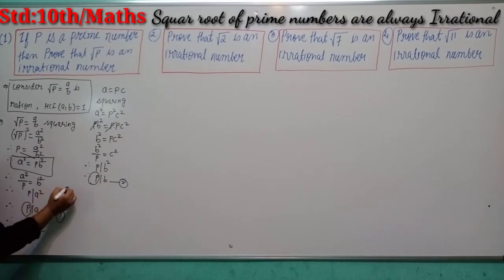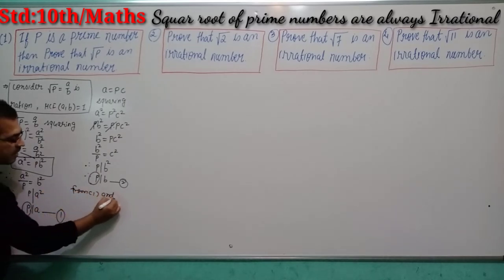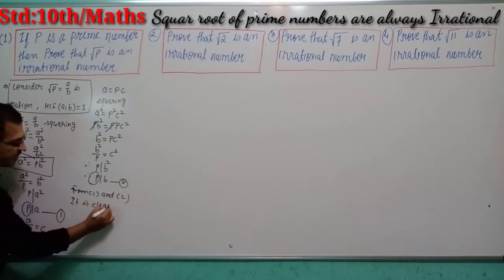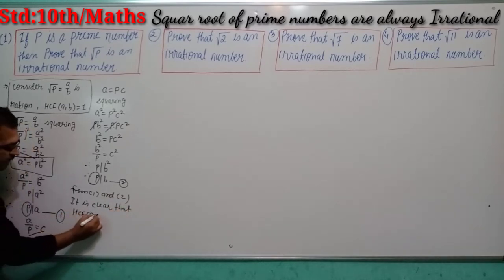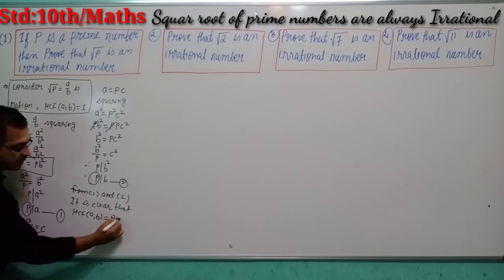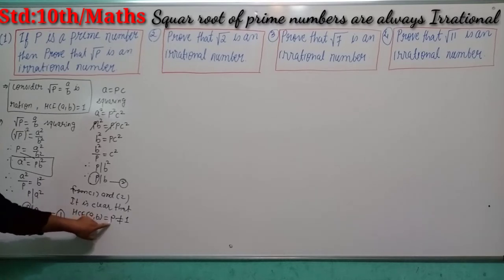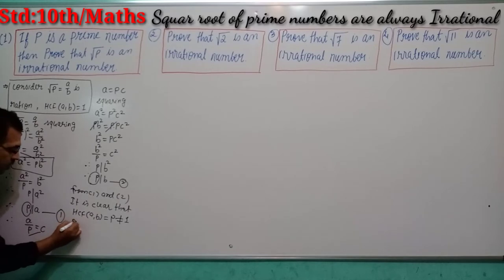So you can write over here, from 1 and 2, it is clear that HCF of A comma B is equal to P, which is not equal to 1, which has to be satisfied. If P is rational, the satisfaction should be what? HCF of A comma B is equal to 1. But here it is P, not 1. So our supposition is wrong.